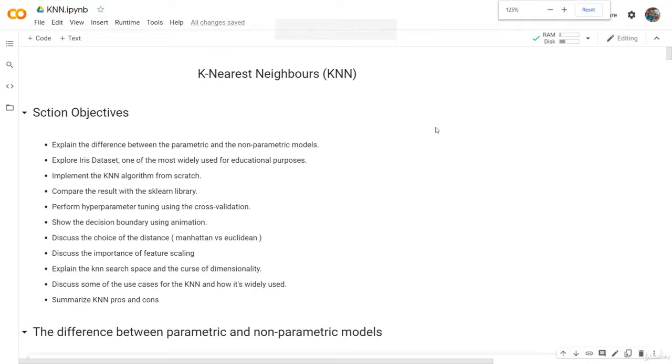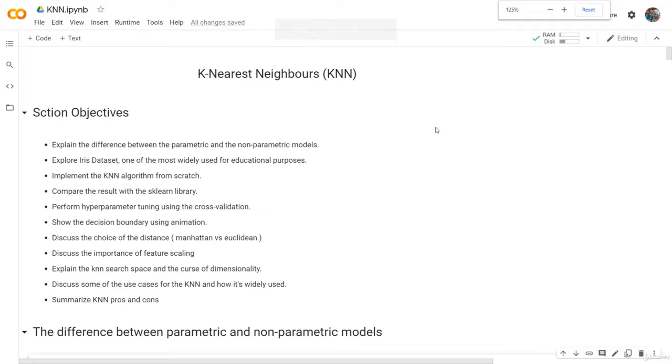Welcome back. In this section, we are going to learn one of the coolest machine learning algorithms, which is the K nearest neighbors. Because as you are going to see in a moment, this algorithm is in fact very straightforward, it's very simple, very intuitive, but at the same time, it's used in many applications.